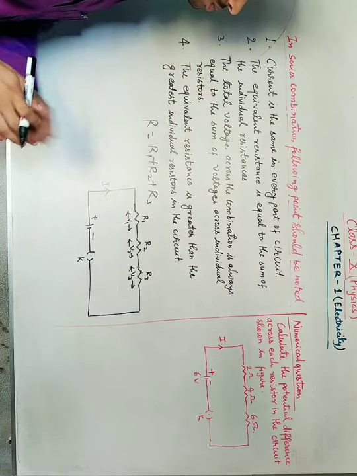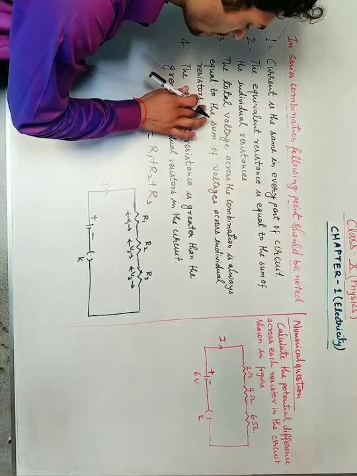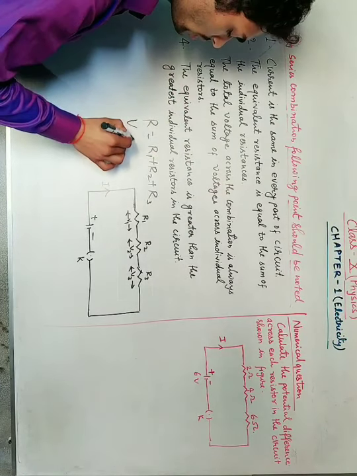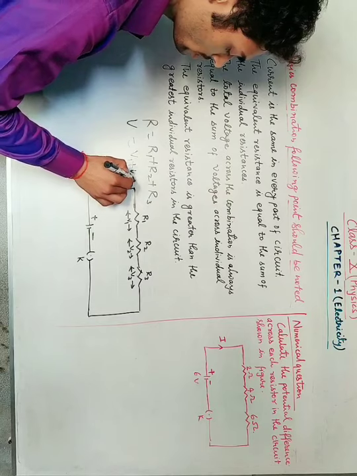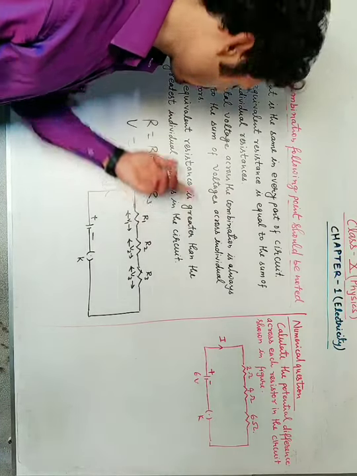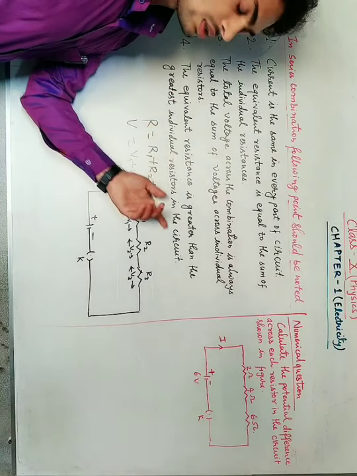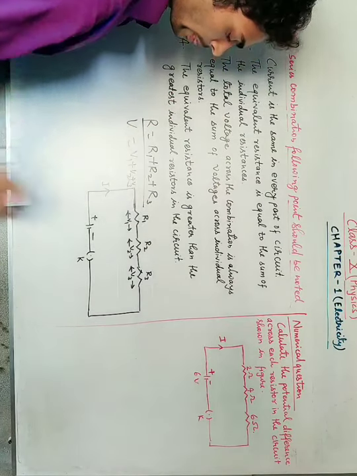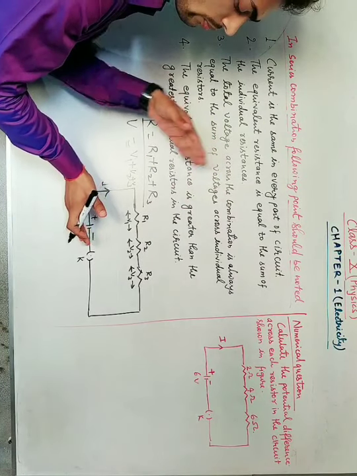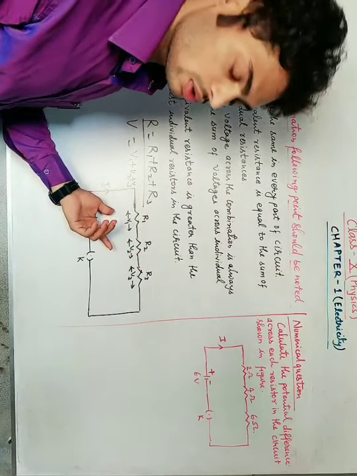And next, the total voltage across the combination is always equal to the sum of the voltages across the individual resistances, meaning V equals V1 plus V2 plus V3. And next, the equivalent resistance is greater than the greatest individual resistance in the circuit. This is also given here. So these are some important points related to the series combination of resistors.